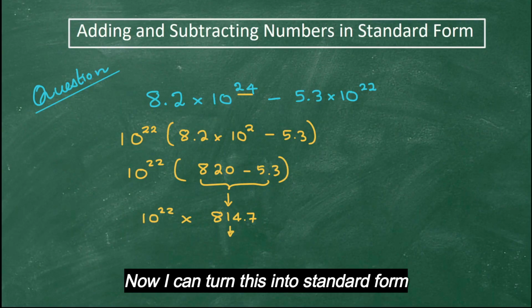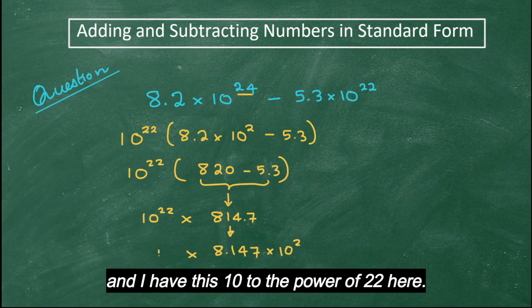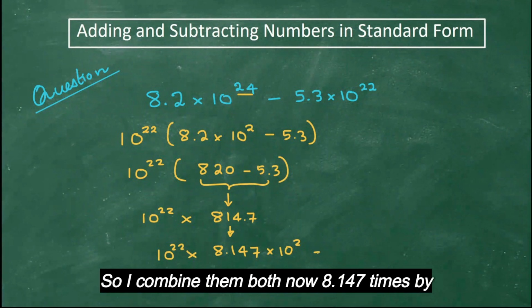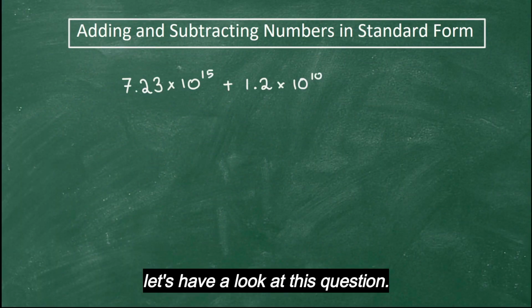Now I can turn this into standard form easily. That would be 8.147 times 10 to the power of 2. And I have this 10 to the power of 22 here. So I combine them both now. 8.147 times 10 to the power of 24. Now let's have a look at this question.